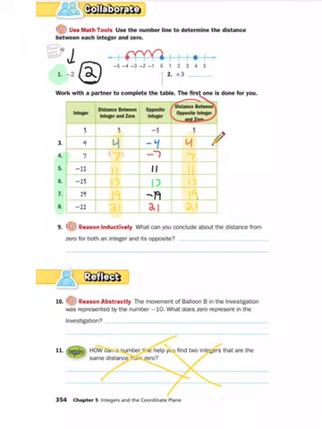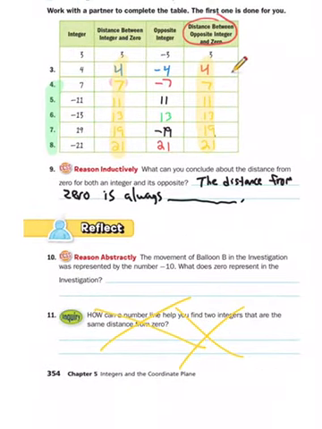Number 9, it says, what can you conclude about the distance from 0 for both an integer and its opposite? So I kind of answered this for you, so I'll write that down. The distance from 0 is always blank. What do you think goes in that? The distance from 0 is always positive. All right? The only difference is if it's a negative integer, it's to the left of 0. If it's a positive integer, it's to the right of 0.